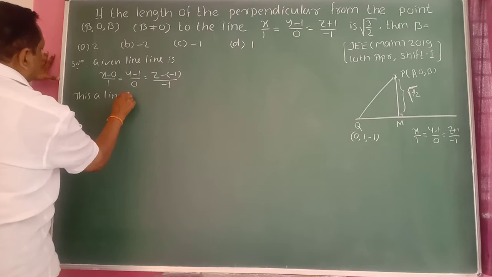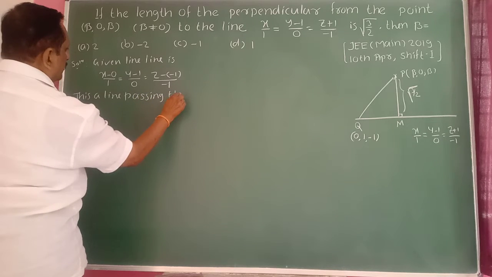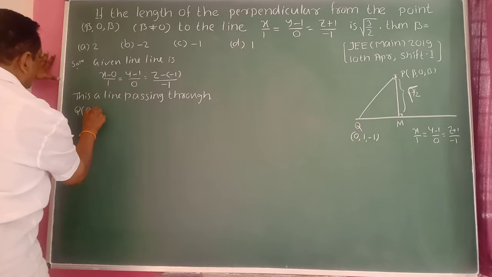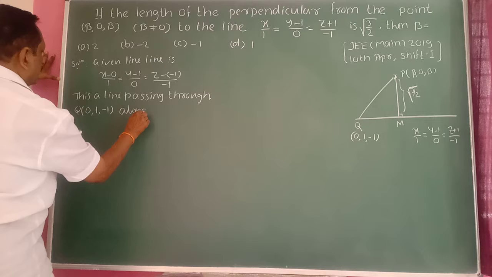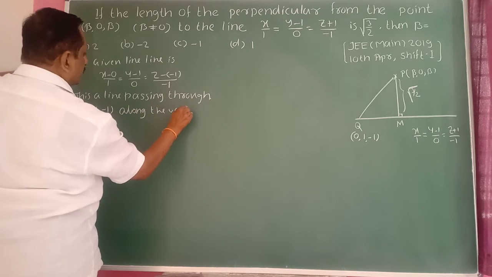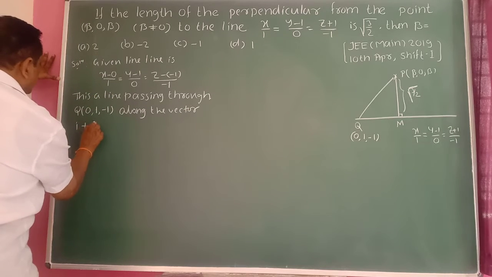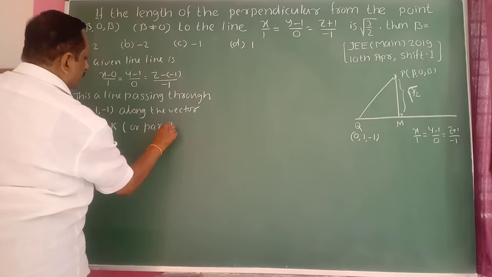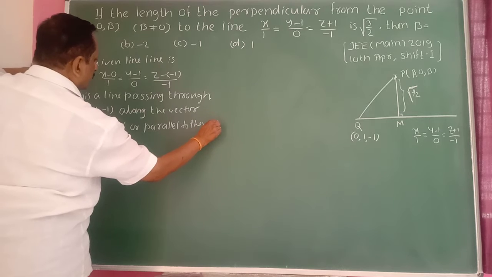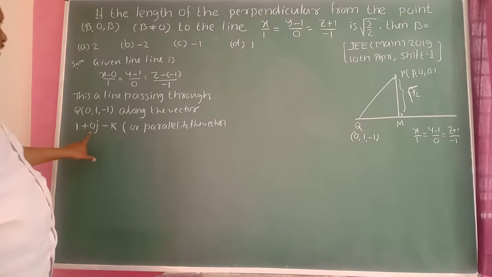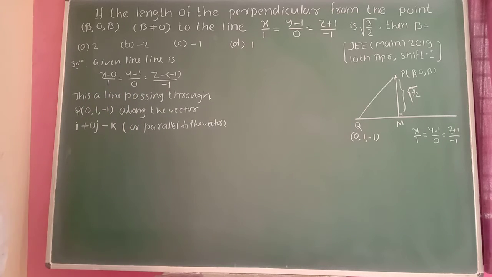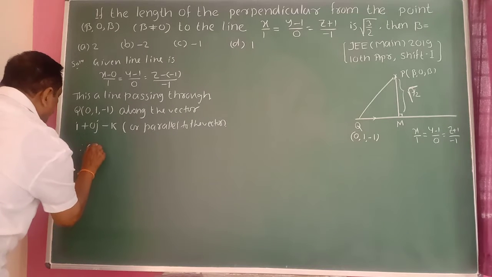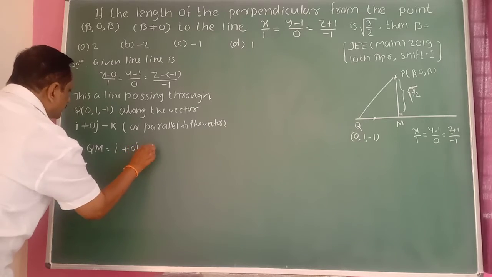This is a line passing through the point Q (0, 1, −1) along the vector, or parallel to the vector, i + 0j − k. Therefore take this vector as QM. QM is equal to i + 0j − k.